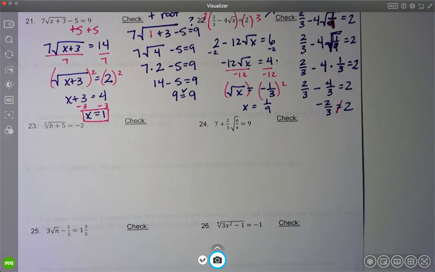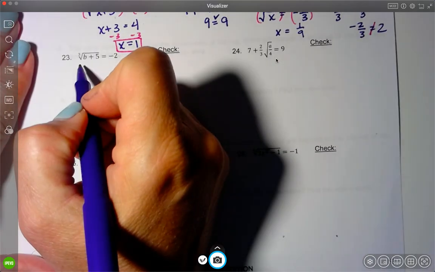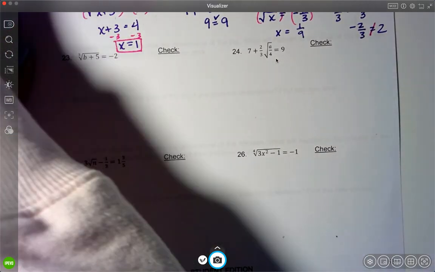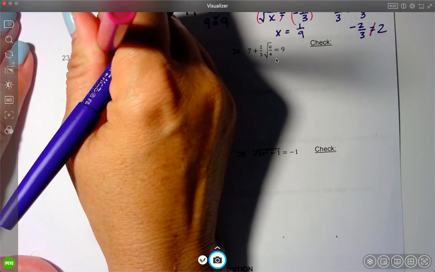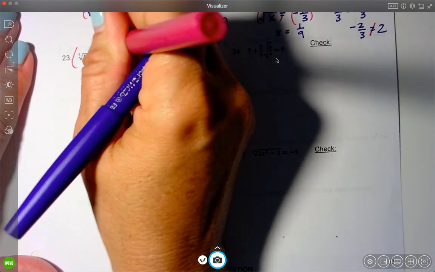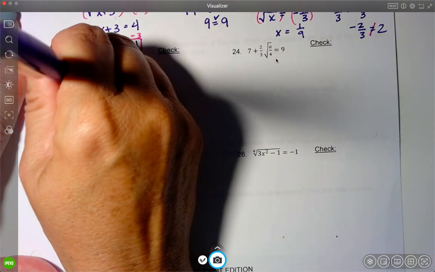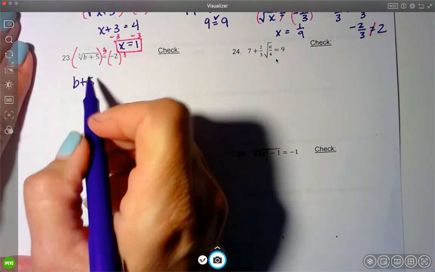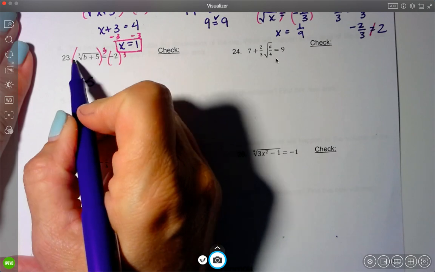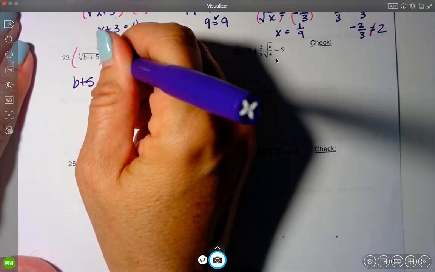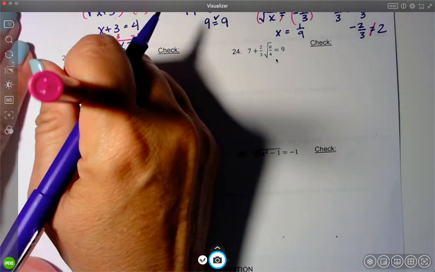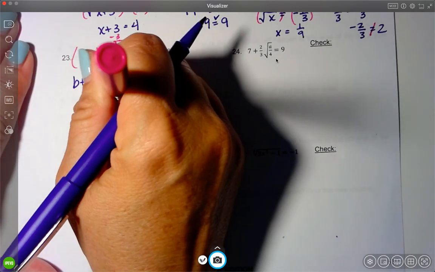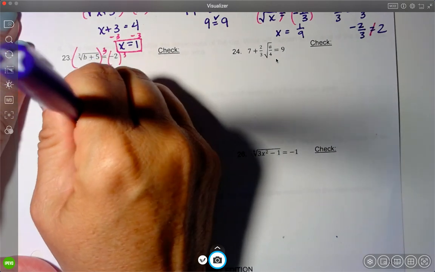Okay, number 23. So we're going to go ahead and cube both sides, do the inverse operation. So I have b plus 5, right? Because this 3 undoes this index of 3. Negative 2 to the third power is negative 8. I'm going to go ahead and subtract 5 from both sides. And I get b equals negative 13.